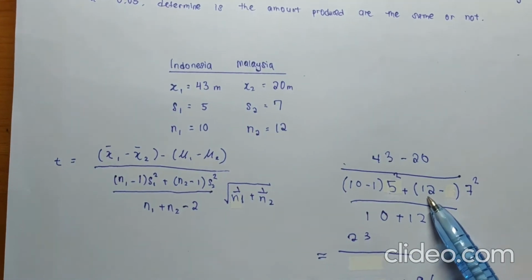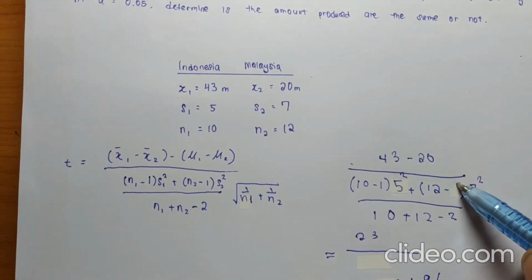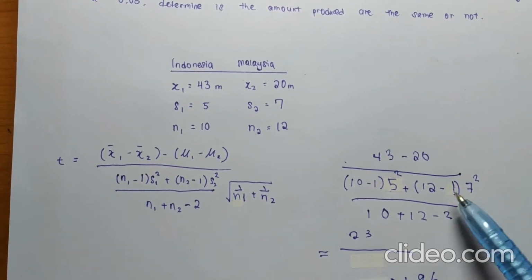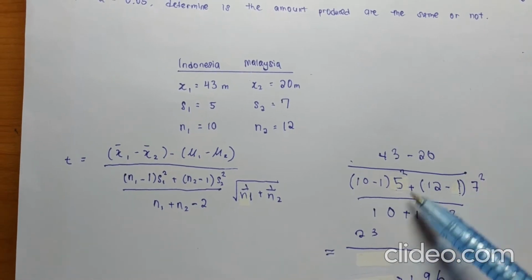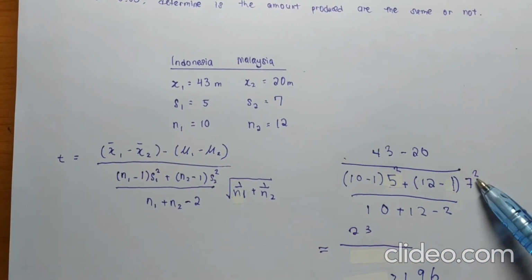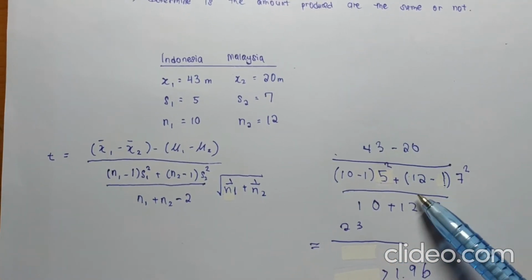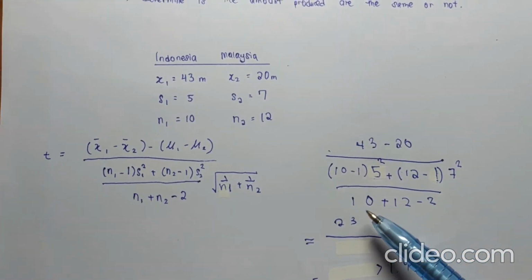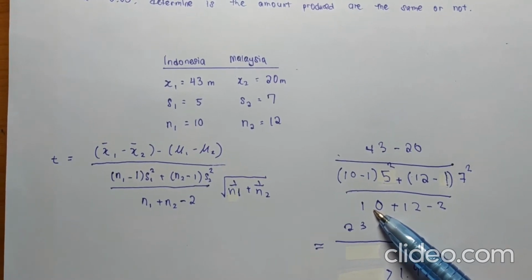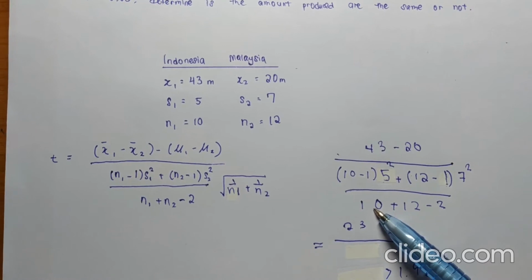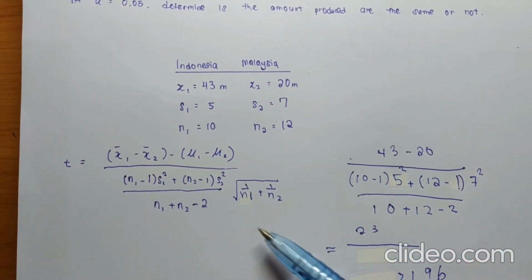plus the sample size of our second sample minus 1, multiplied by the square of the standard deviation of our second sample, which for Malaysia is 7. And finally, for the denominator of the denominator, we put the sample size of the first sample, which is 10, plus 12, and then minus 2.